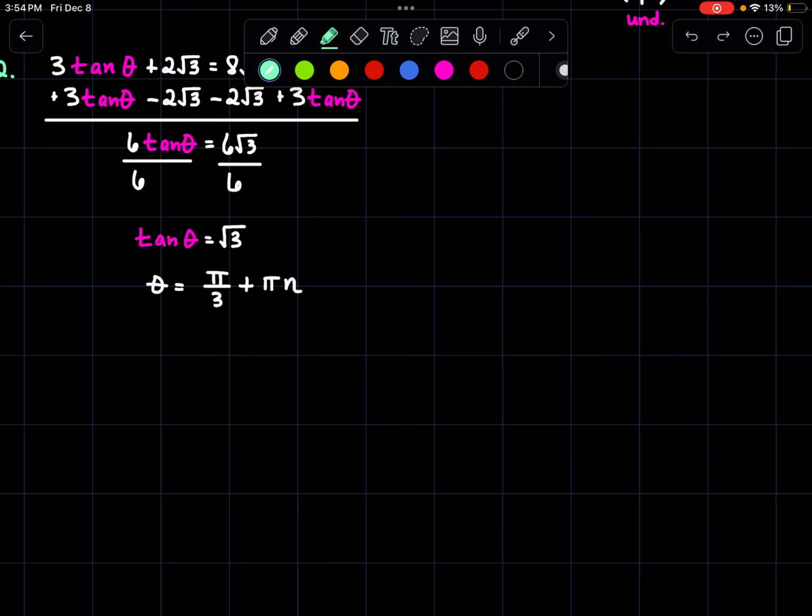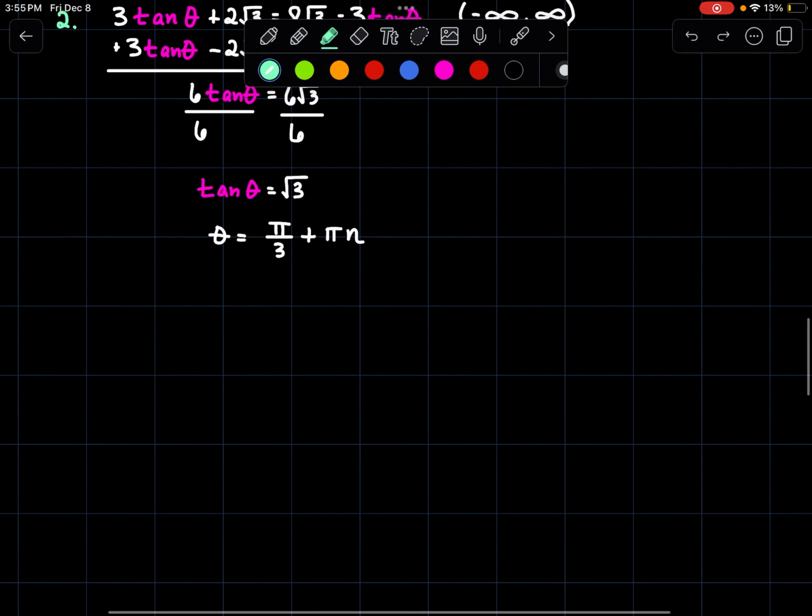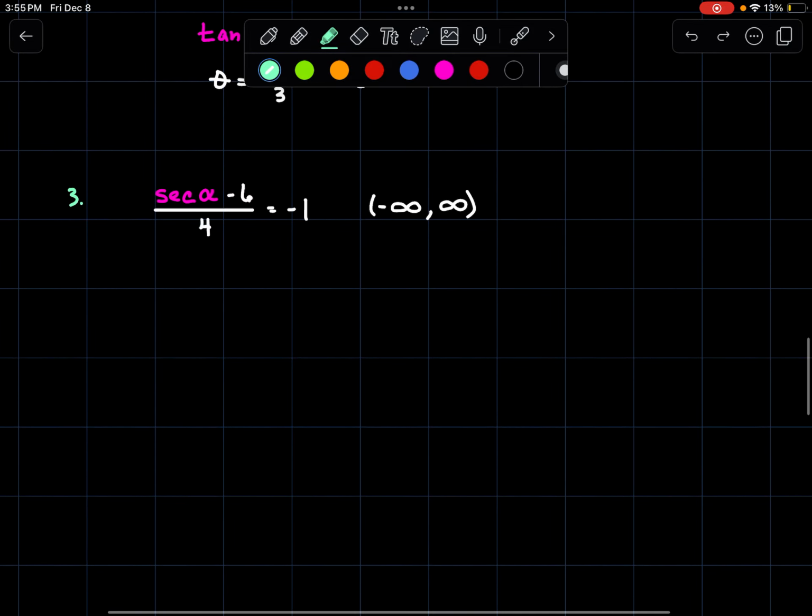So there's really no reason to write that 4 pi over 3 since it is included in this particular solution. All right, so moving on to example 3. How about the secant of alpha minus 6 divided by 4 equal to negative 1? Again, we're going to look for all these solutions within the real numbers.